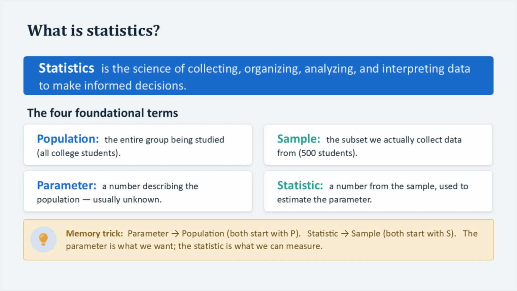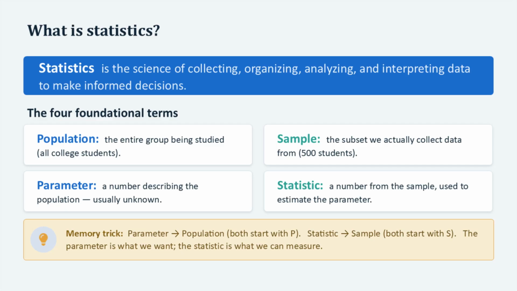Okay, so now let's actually define the thing. What is statistics? You can see the definition on the slide. Statistics is the science of collecting, organizing, analyzing, and interpreting data so we can make informed decisions. And I want you to notice that whole chain. You collect the data, you organize it, you analyze it, you interpret it, and then you make a decision. That last part is really the whole point.